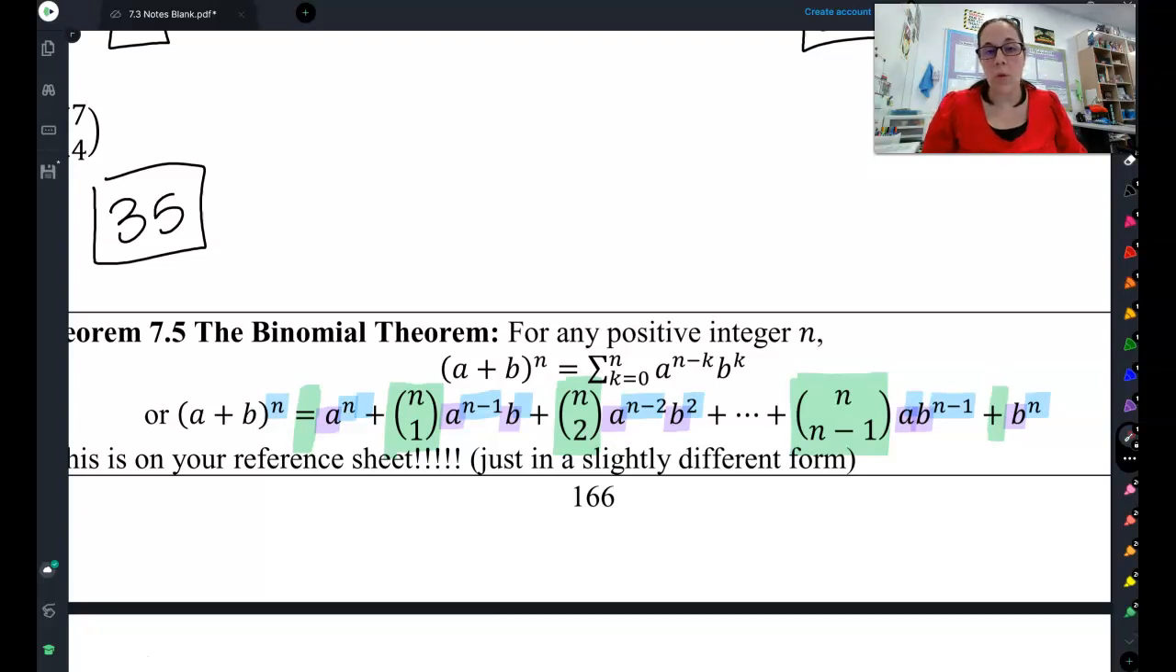You can use the row of Pascal's triangle if you want. That's always there for you. Or you can use the choose button on your calculator, and it's whatever the exponent is, choose the next one in the row. Now, another thing I would like you to notice is whatever the number is here for the coefficient matches the exponent on the second parentheses. So this is n choose 2, and this is b squared. Those match. The number on top is always whatever your exponent is, to the 7th power or whatever.